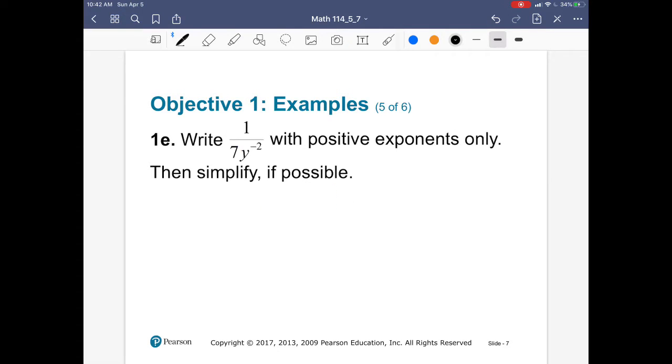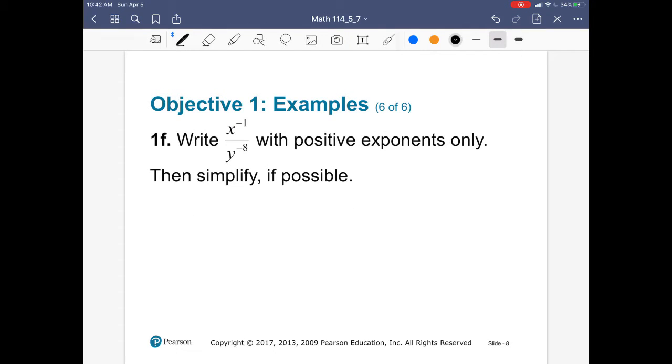which is 25 over 16. Similarly, here we have 1 over 7y to the negative 2. This is telling us that the 7 is not being affected by that negative 2 because we don't have parentheses. Therefore, this stays the same. The one that's going to switch is the y, so that goes up to the numerator, and we have y squared over 7. Also, it's like the problem we had before with both negative exponents. We have x to the negative 1, y to the negative 8. We're going to switch them, so it becomes y to the power of 8 over x.